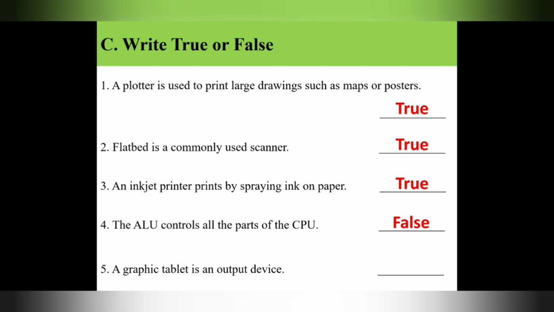That's why it is false. Fifth one, a graphic tablet is an output device. Is it true or false? Yes, it is false because a graphic tablet is an input device. That's why it is false.